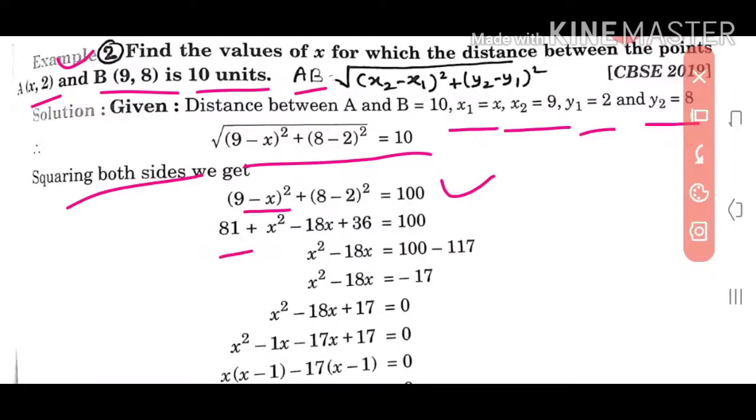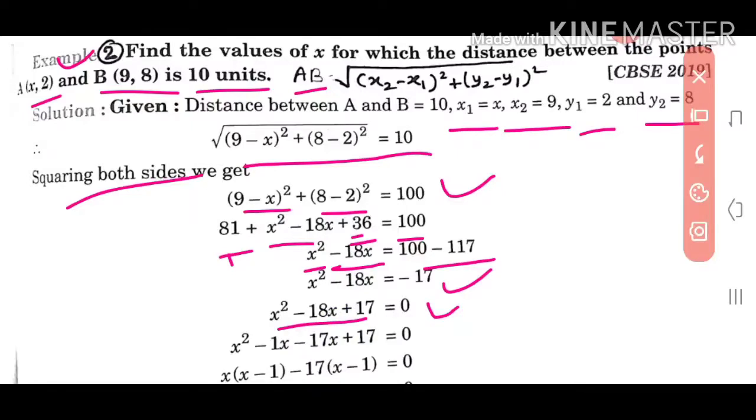So a square means 81, plus x square minus 18x, and 8 minus 2 is 6, 6 square is 36, equal to 100. So you write here x square as it is, 18x as it is, and this 81 and 36 you will add and transfer to the right hand side. Then you get x square minus 18x plus 17.